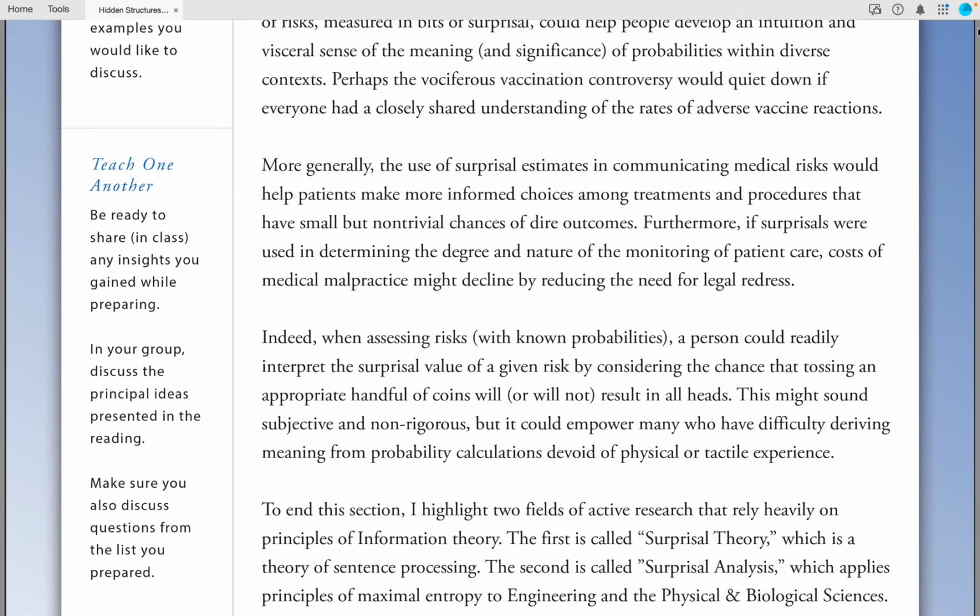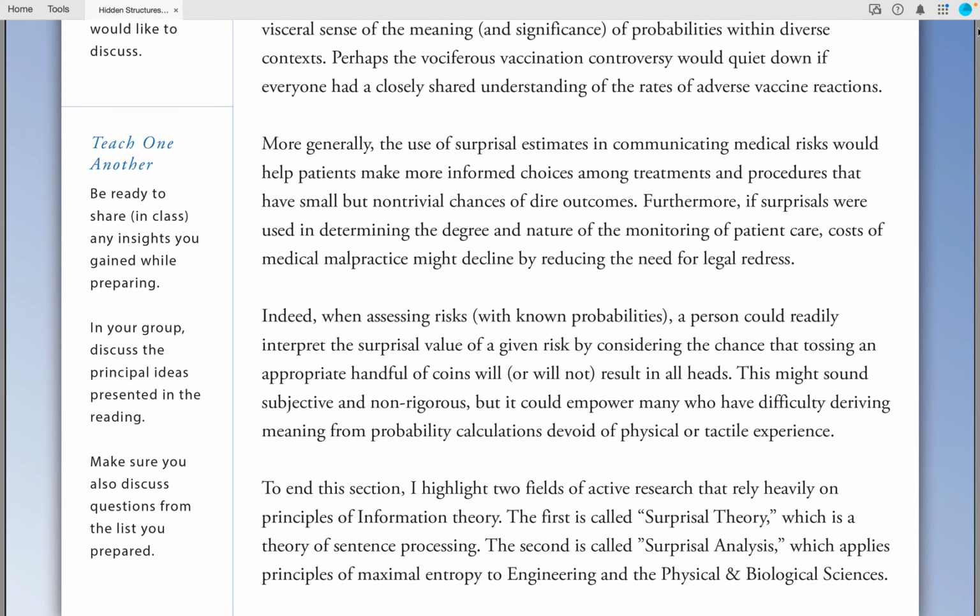Indeed, when assessing risks with known probabilities, a person could easily interpret the surprisal value of a given risk by considering the chance that tossing an appropriate handful of coins will or will not result in all heads. This might sound subjective and non-rigorous, but it could empower many who have difficulty deriving meaning from probability calculations devoid of physical or tactile experience.